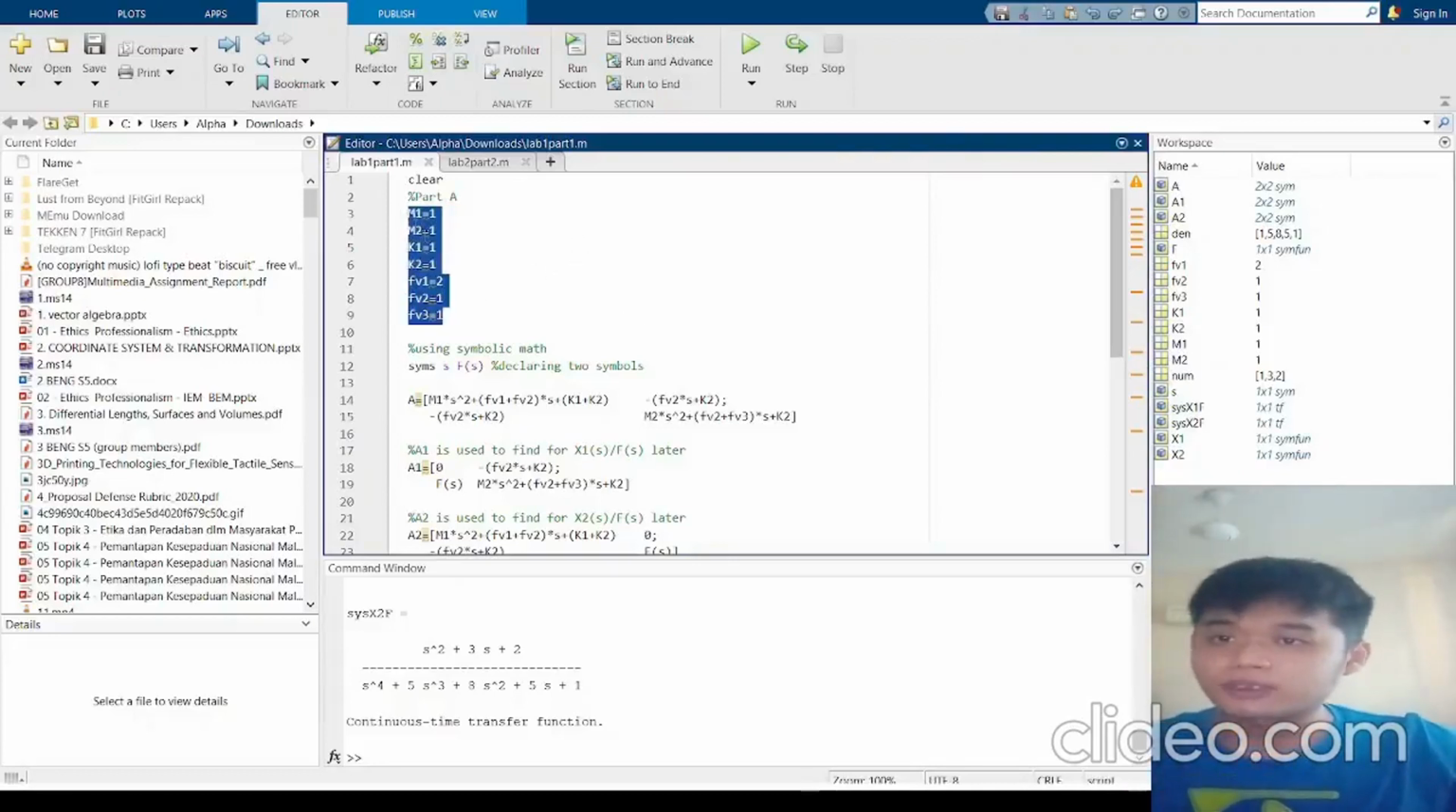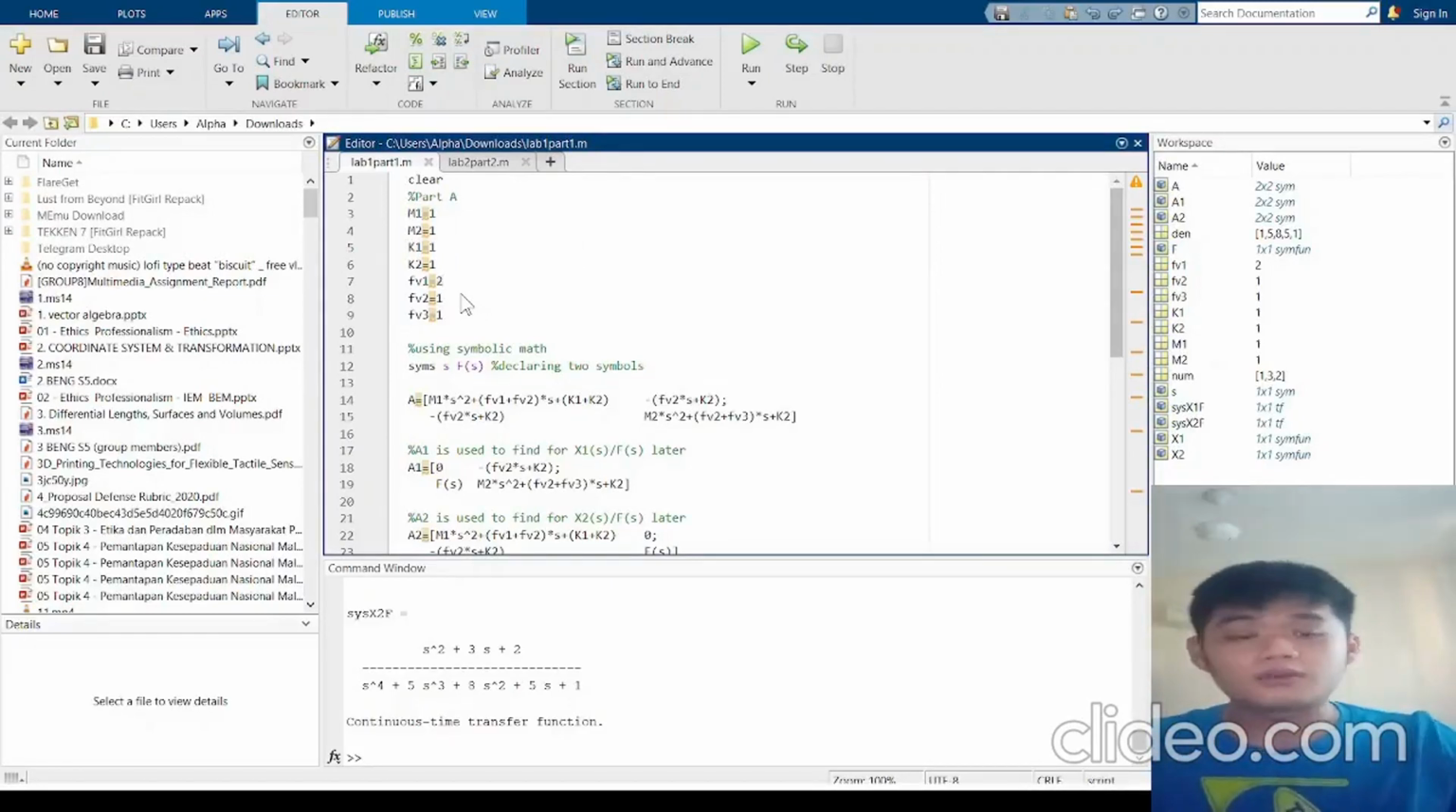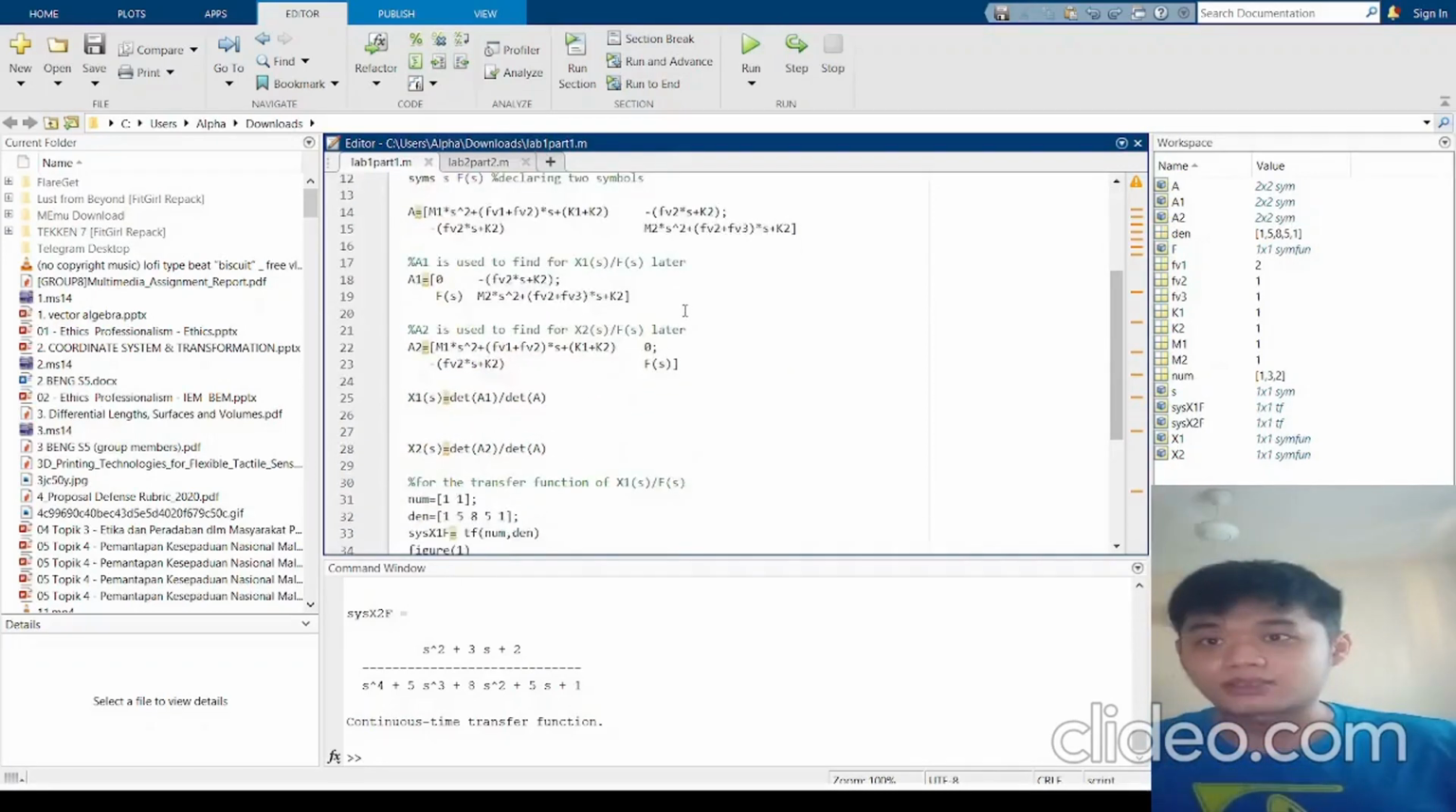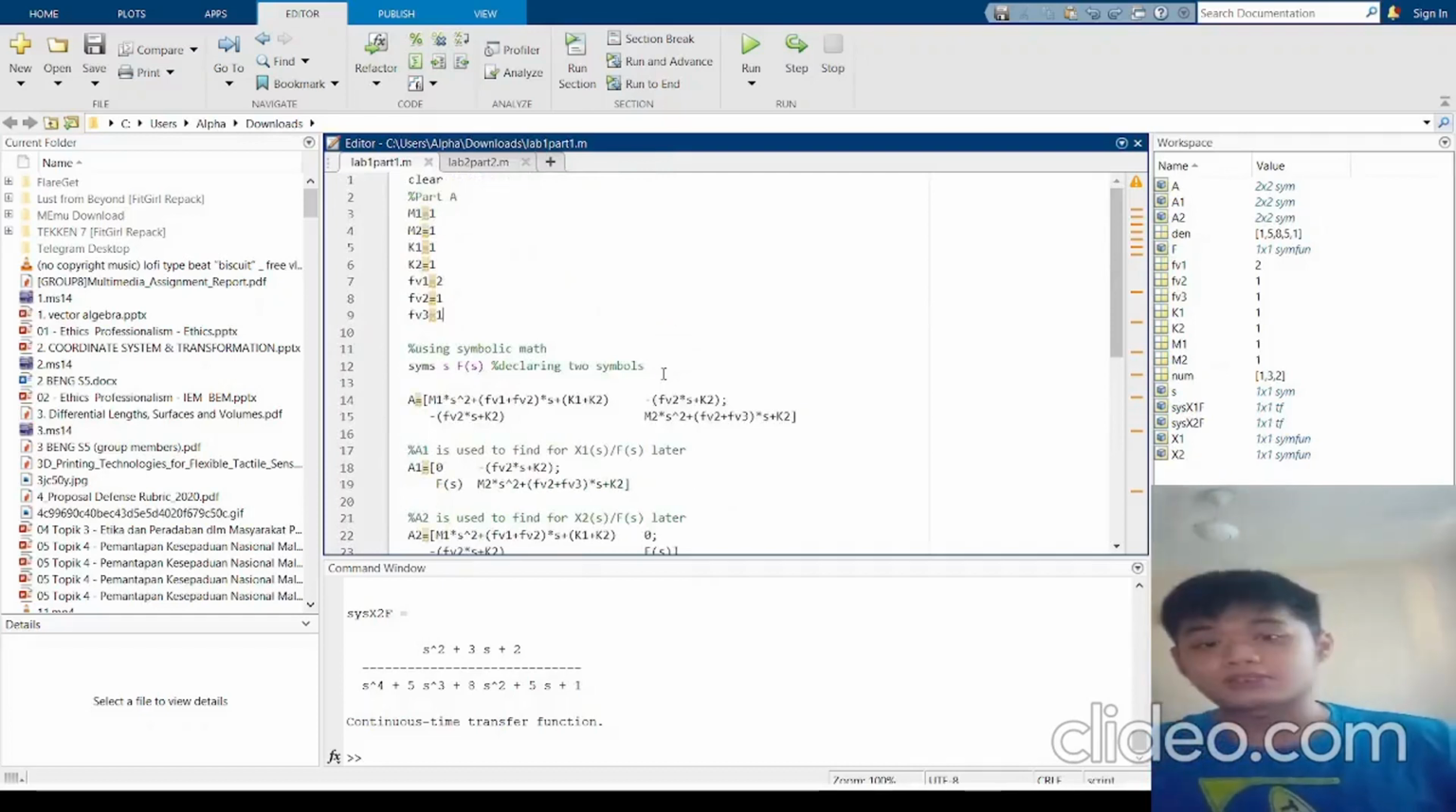So here we can see, at first we're going to declare all these variables for the mass, for the spring, and also for the friction force, and since the lecturer has already provided all the values, we just have to put all the values in for each one of them as they are given in the lab sheet. Next we're going to declare the S and Fs first, because these two will remain unchanged throughout this whole run.